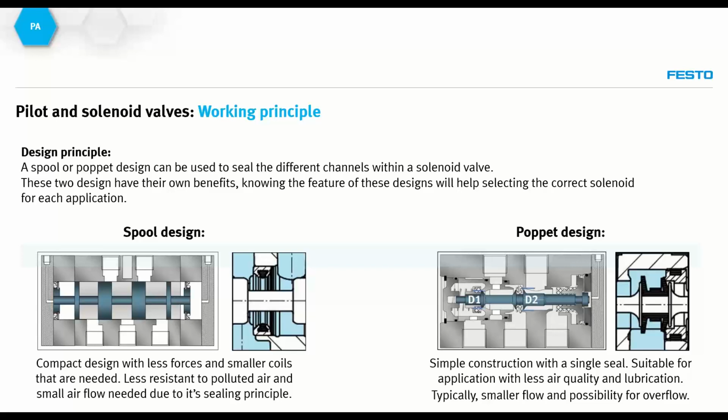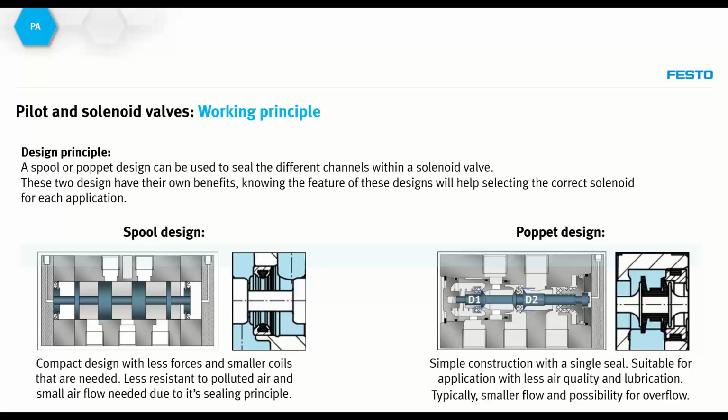But there are also certain designs of solenoid valves, and first of all is the design principle. In order to switch the channels between the chambers from the supply port to the working ports, certain channels need to be blocked off. Otherwise, we have no control over the flow. In pneumatic solenoids, to control an air supply to pneumatic equipment, we have mainly two designs: the spool design and the poppet design.